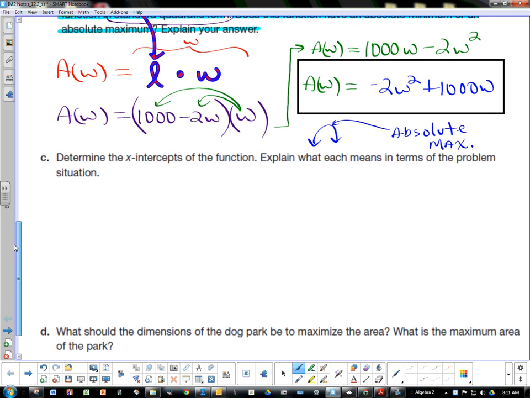Part C, determine the x-intercepts. Now, I can do this algebraically, but they haven't taught you that algebraically. What we have to work with is our calculators.